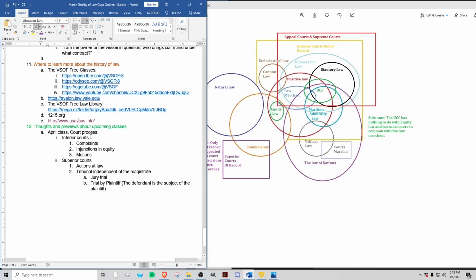And then, like I said, in April, we'll go through the inferior courts, where you do complaints, the injunctions and equity motions and so on and so forth, of court process to the inferior courts, and then the court process of superior courts. So the huge difference between this and this. If you get stuck over here, what do you have to do to make sure you get over here? And when you get over here, what do you have to do to make sure that these guys stay underneath your boot, basically.